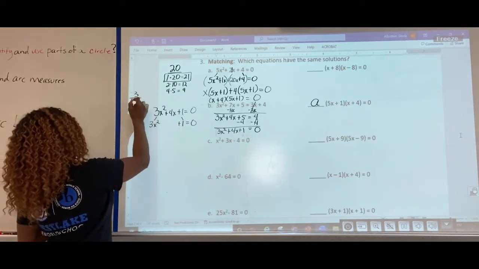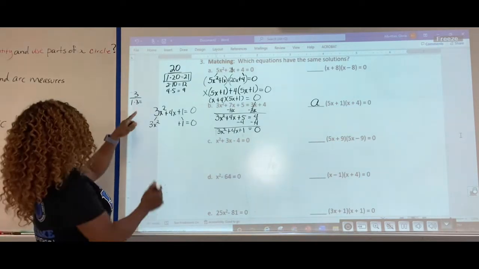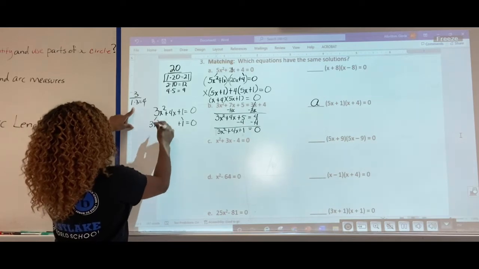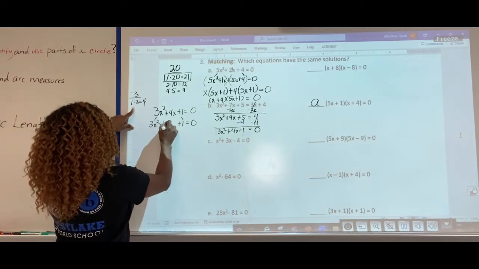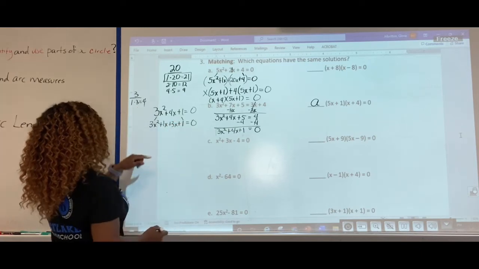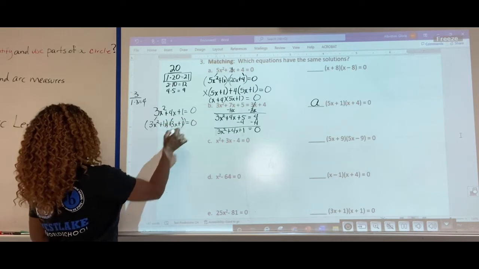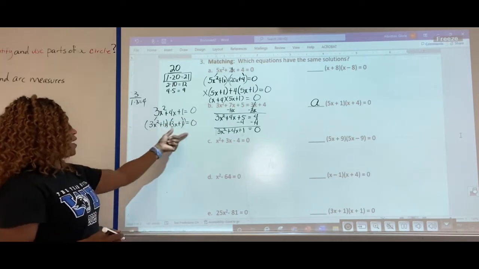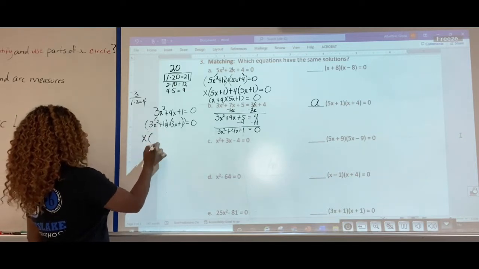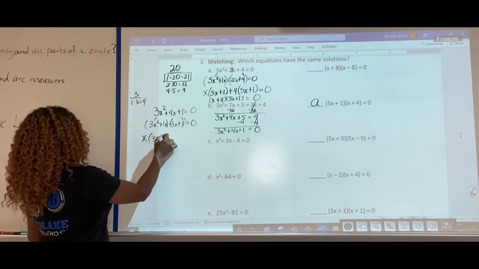Well, there's only 2 factors of 3 because it is a prime number. When I add those, I do get 4. So I can break this 4x up into 1x and 3x. And that does equal 4x. Let's group them. Group, group, group, group, okay? And now I need to factor. So what do 3x squared and 1x have in common? Just an x. So I'm gonna pull that out. What's left from here? 3x. What's left from here? 1.